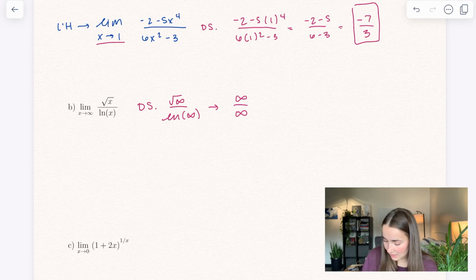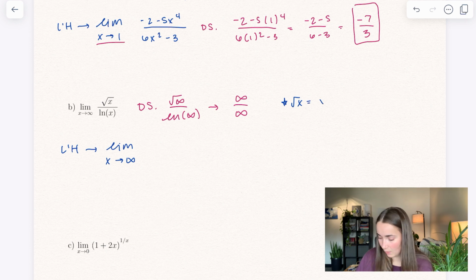So let's go ahead and apply L'Hopital's rule. So I'm going to write down that we're doing that. So remember, the square root of x can be rewritten as x to the power of 1/2, which tells us we can use power rule. So I'm going to bring down that power and then subtract 1. And then the derivative of natural log is 1 over x.